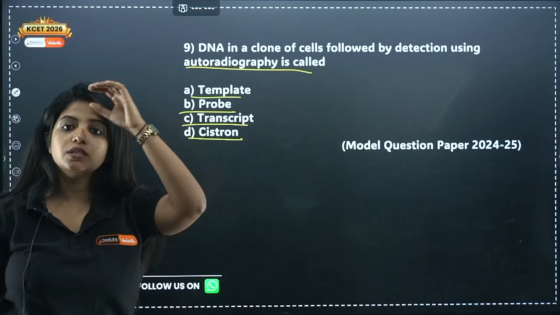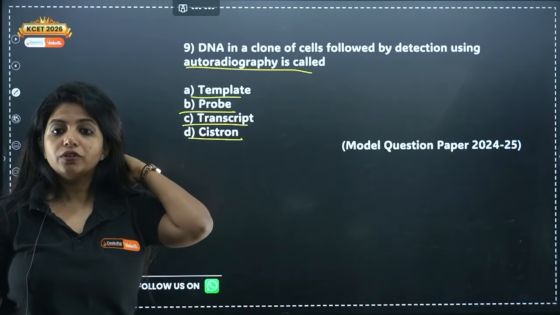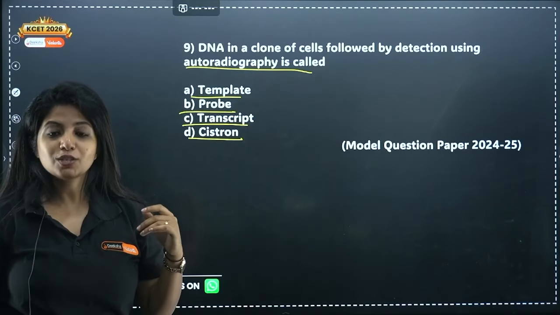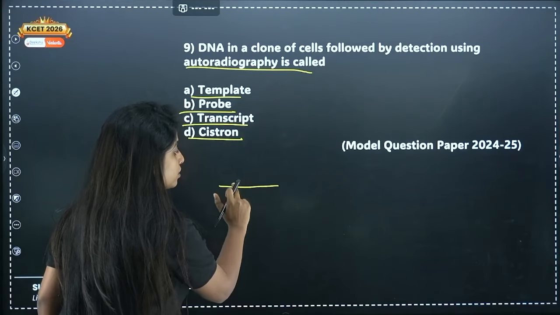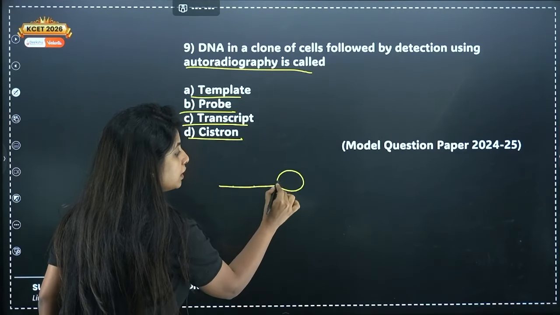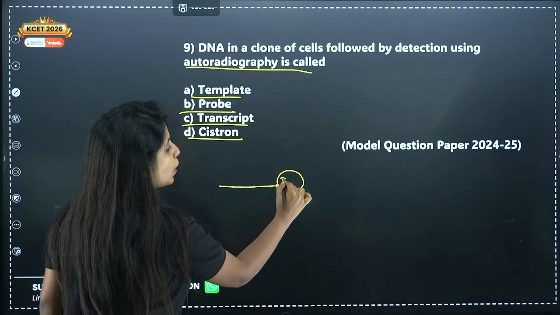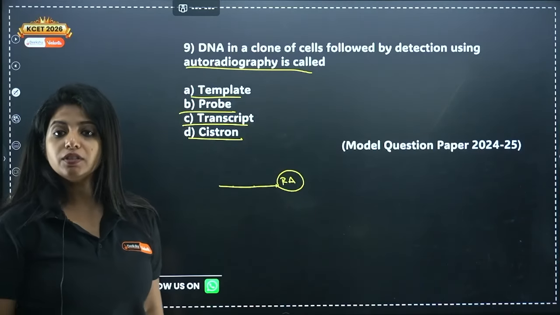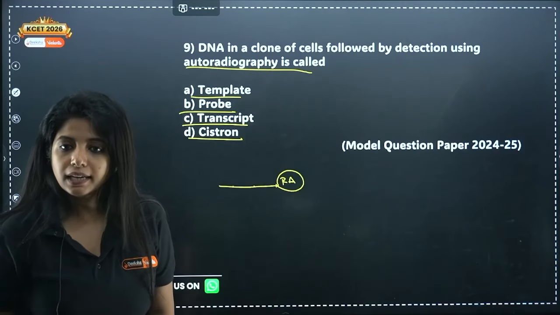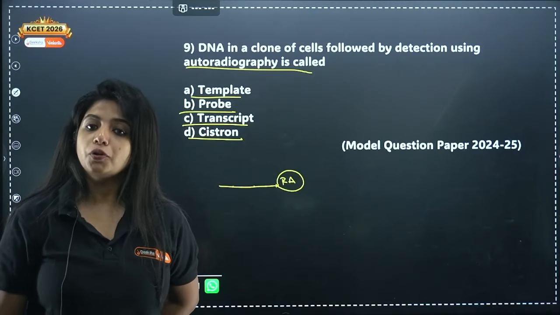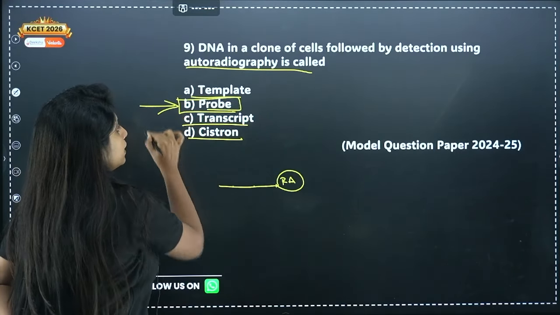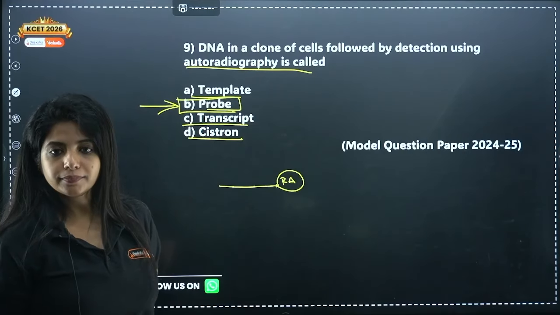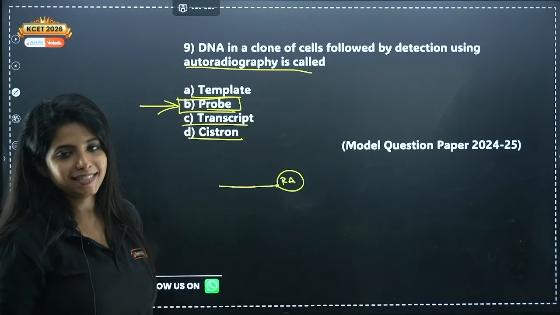Basically, a probe is a DNA, the sequence of which we know already, and we are tagging it with some radioactive substance. So DNA in a clone of cells followed by detection using autoradiography is known as a probe. Okay? Yes.